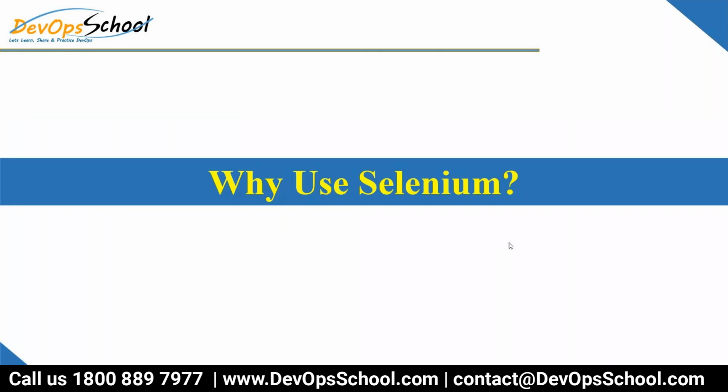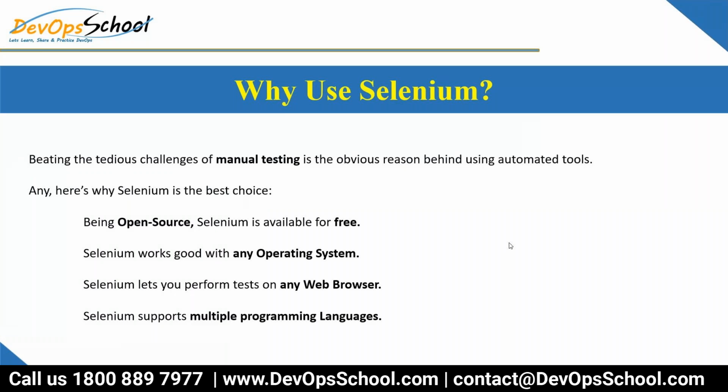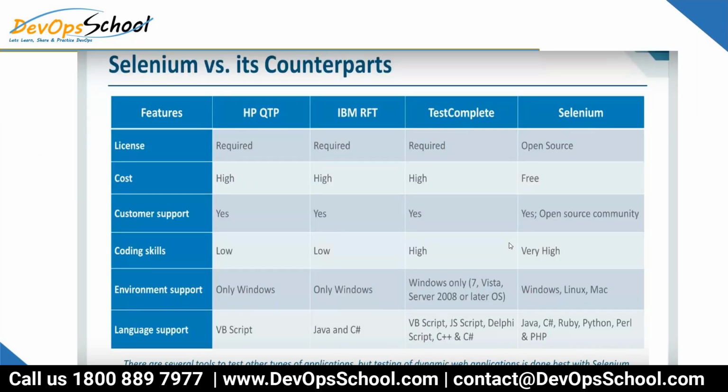So why use Selenium? Here we use Selenium for functional testing. Simple. If you want to test the functionality of the software, and if your software is web based, then we can use Selenium. Manual testing is always a challenge, so for that we use Selenium because it's open source, it's free, it's compatible with all the operating systems, it's compatible with all the browsers, and it supports multiple programming languages. So these are the reasons we are using Selenium.